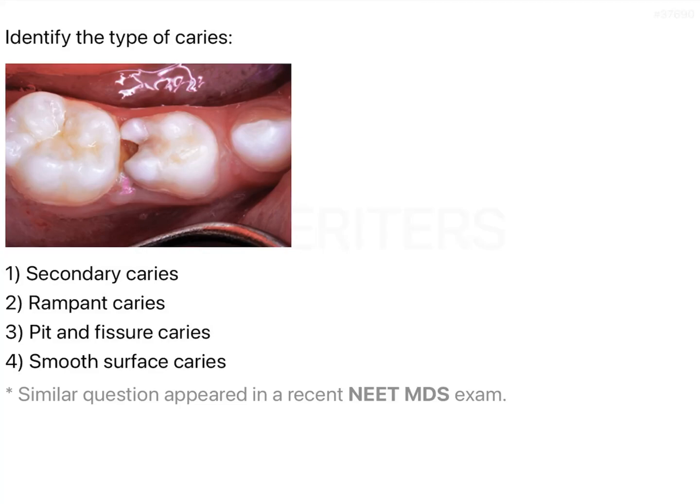Identify the types of caries. So if you see this particular figure, you must be able to understand that this is a primary molar. It is a milk tooth, and this is basically D, right? And it looks like of the lower arch, right?